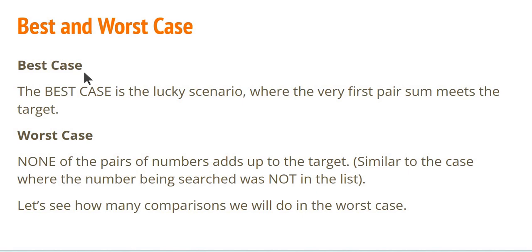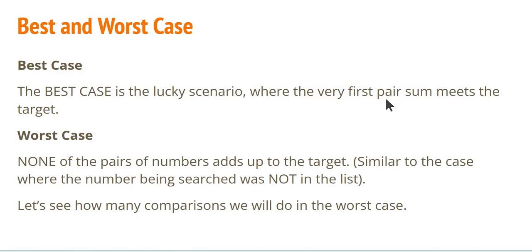So let's look at the best and the worst case complexity of the nested loop approach that we just saw, the naive approach for solving the pair sum problem. Well, the best case is the lucky scenario where it turns out that the very first pair that we try happens to beat the target. It's exactly like linear search. The very first item I find happens to be the item of interest. Then in that case, I just do it in, let's say, one iteration.